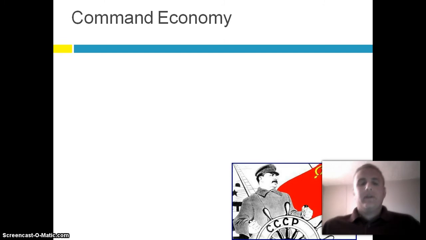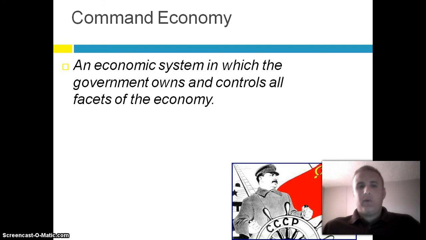On the other end, if you remember back to our first slide, we mentioned a market economy, and we also mentioned a command economy as well. Now, in the lower right-hand corner of this screen, you'll see a picture of Joseph Stalin standing in front of his communist flag, his Soviet flag, with the sickle and the hammer up in the corner. This type of economy, we know, is a system in which the government owns and controls all facets of the economy. Hopefully that rings a bell to you.